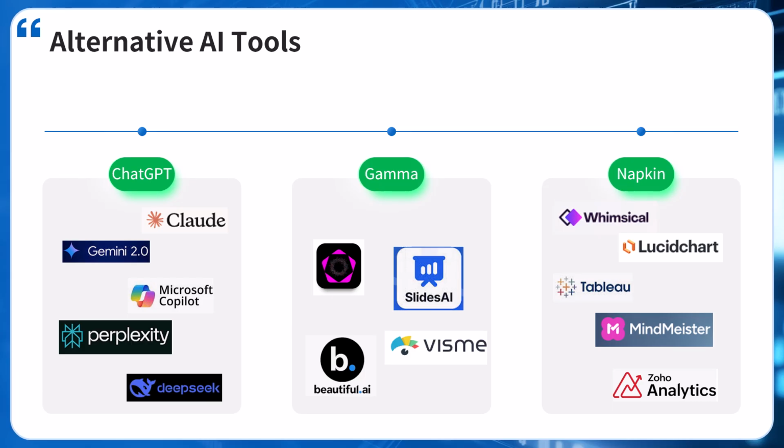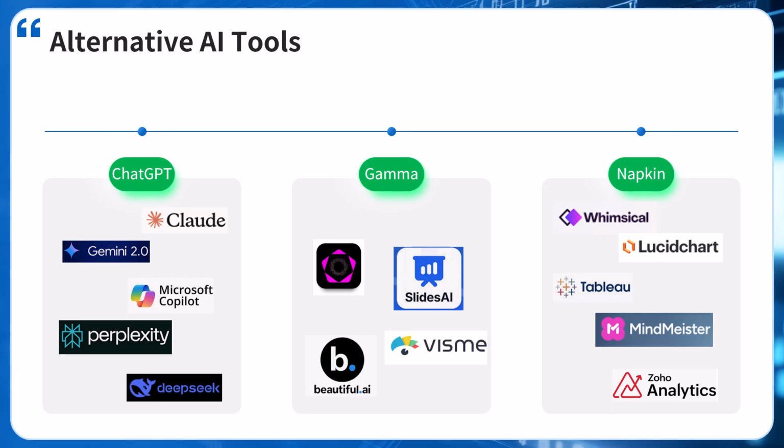Similar to ChatGPT, we have Claude, known for thoughtful, nuanced responses. Gemini, Google, great for integration with Google tools and real-time web data. Microsoft Copilot, built into Word and PowerPoint, great for lesson planning and presentation design. Perplexity, ideal for citation-rich research responses. DeepSeek, strong in technical and multilingual content generation.